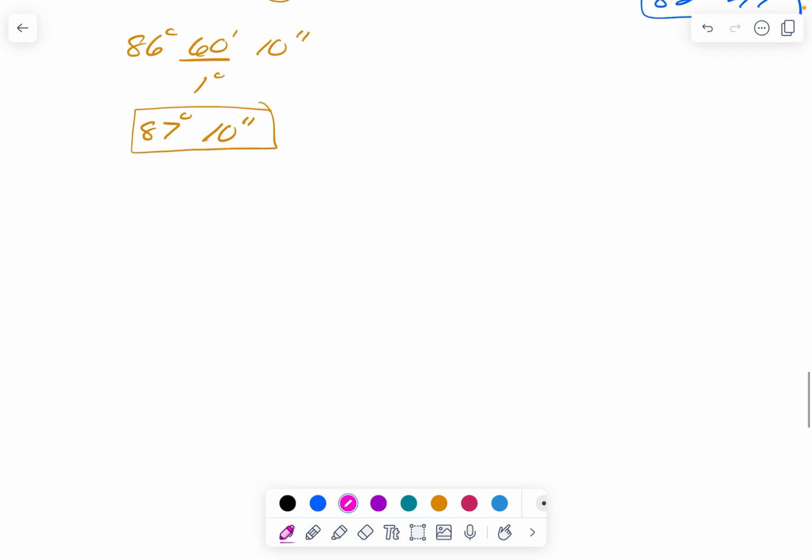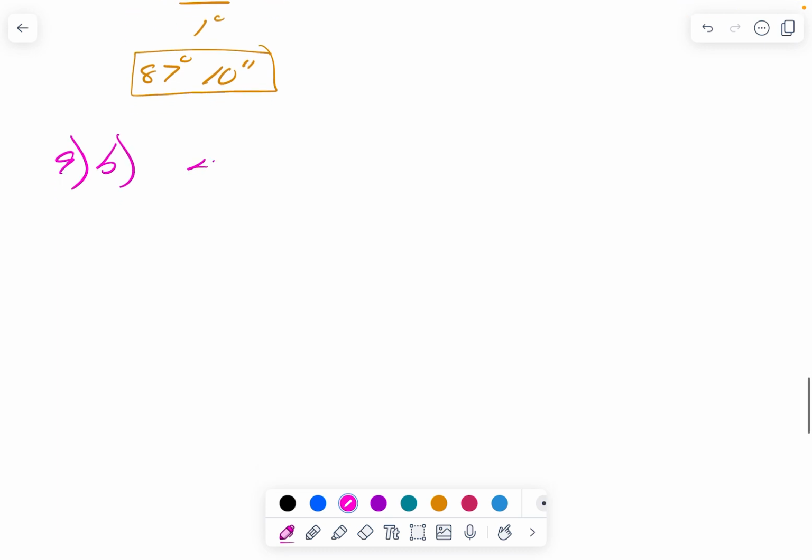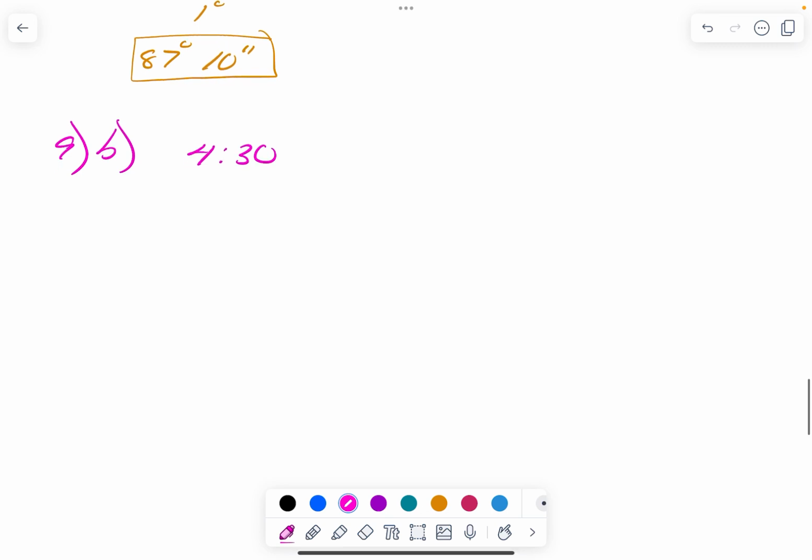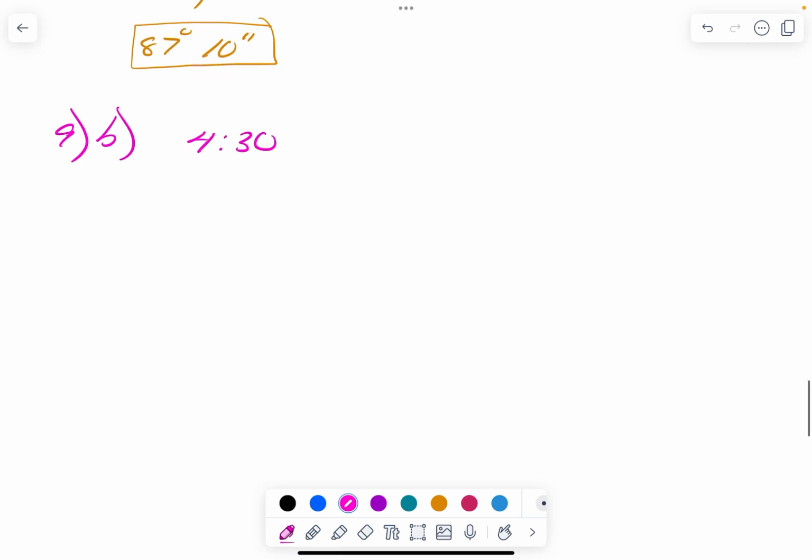Finally, number 9B: 4:30. What is the measurement between the hands at 4:30? So let's make our clock. It's always good to draw a picture.